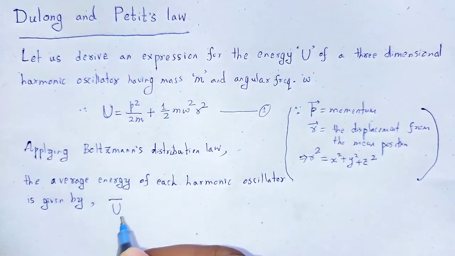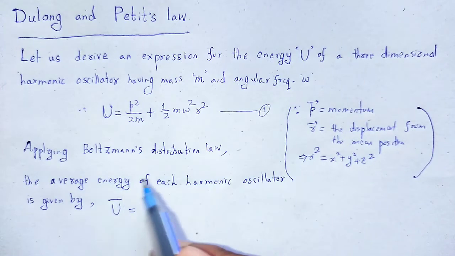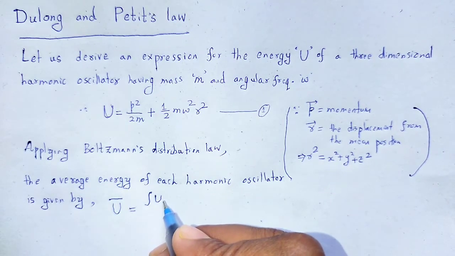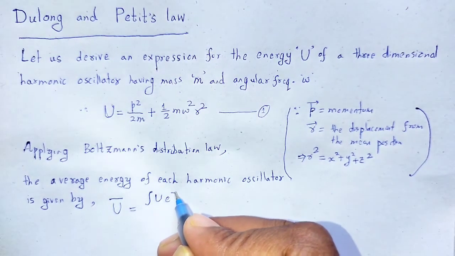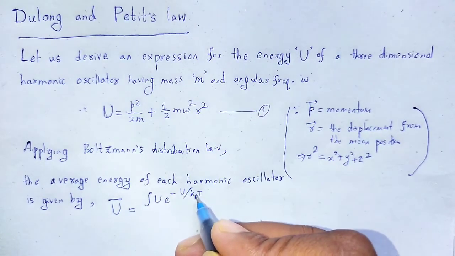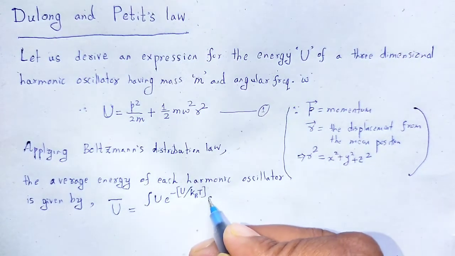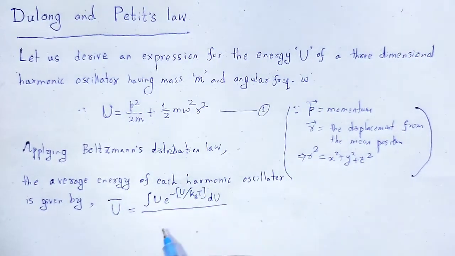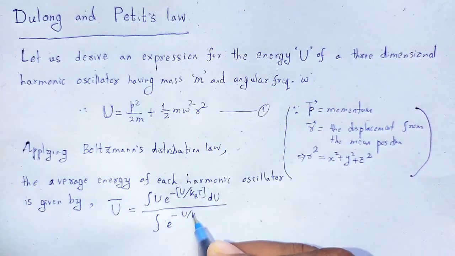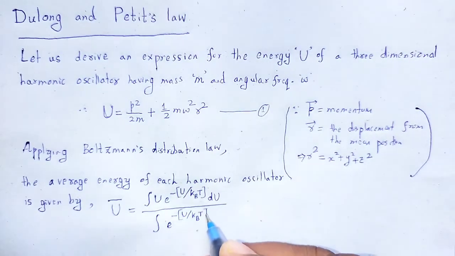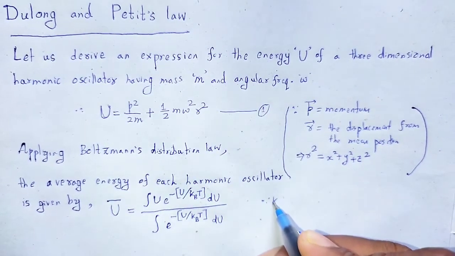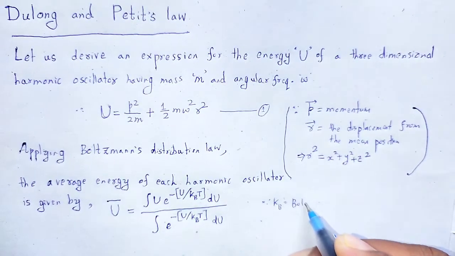U average, U bar, is equal to, according to Boltzmann's distribution law, the integration of U times e to the power minus U divided by kBT dU, whole divided by the integration of e to the power minus U divided by kBT dU, where kB is Boltzmann's constant.